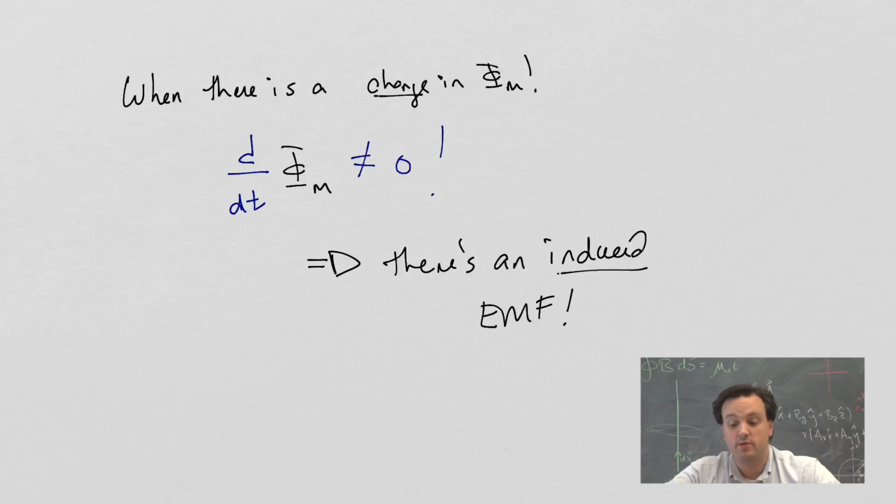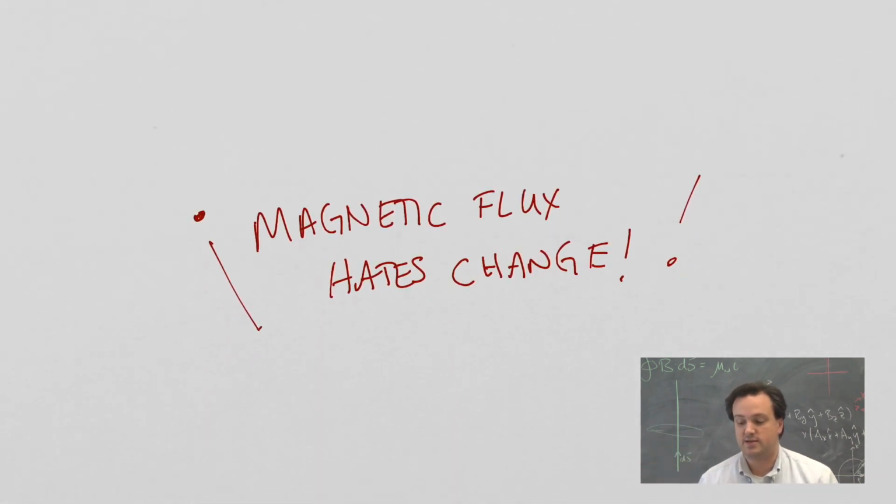And how do you want to remember the fact that changing magnetic flux will lead to induced currents? It's this idea that magnetic flux hates change. When I start to change the magnetic flux, the conducting surface that surrounds my area is going to induce a current that tries to fight the change that you're trying to make. So in a conceptual sense, it's this.